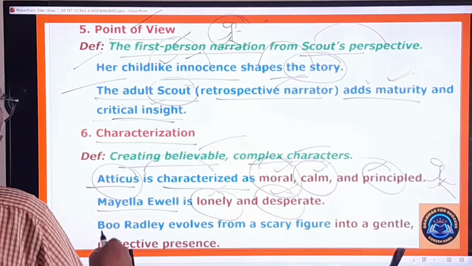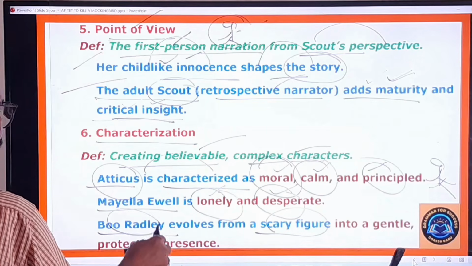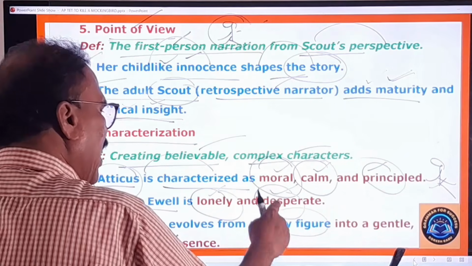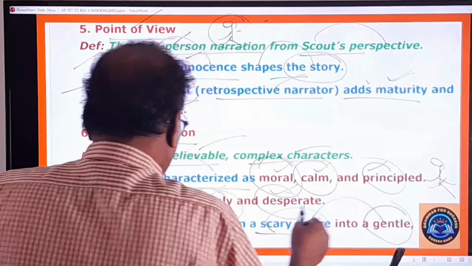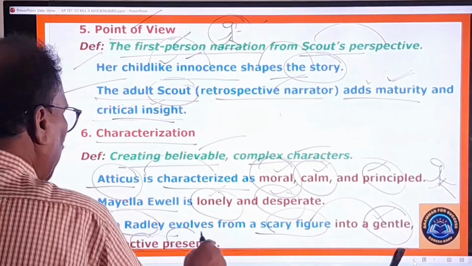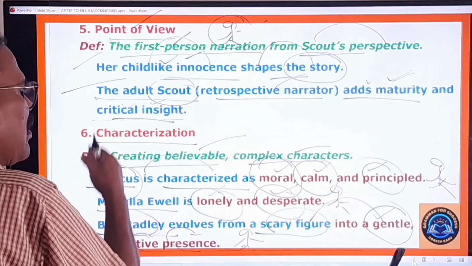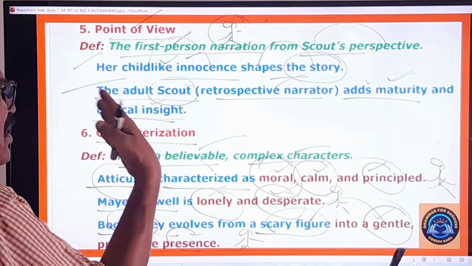And here Boo Radley evolves from a scary figure. Boo Radley has been characterized or described as a scary figure at the beginning of the story, but later on he has been turned into a gentle, protective person and all that. So in this way, the characters of this novel have been beautifully characterized.